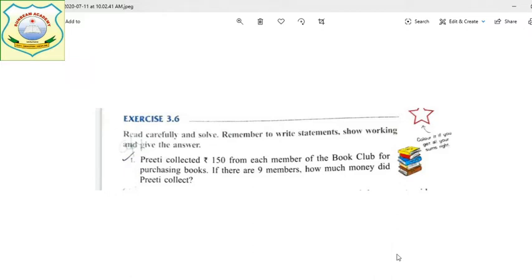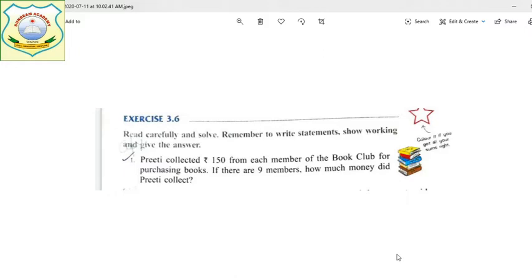So, in this question, we have to find the total amount collected by Preeti from 9 members for purchasing books. So children, if we had to find the amount collected from one member, then what would we have done? We would have multiplied 150 by 1. But here we have to find the amount collected from 9 members. So what do we have to do? We will multiply 150 by 9 to get the amount collected by Preeti.